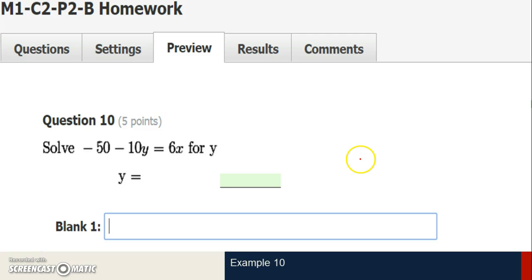Alright, last example. We've got about 40 seconds before this thing times out on us, so I'm going to go fairly quick. I've got negative 50 minus 10y equals 6x, and I'm solving for y. It's easier to eliminate this negative 50 before this negative 10 because negative 50 is being subtracted, so I'm going to add the opposite. The opposite of negative 50 is positive 50. I'm going to add it here. I've got about 30 seconds left.